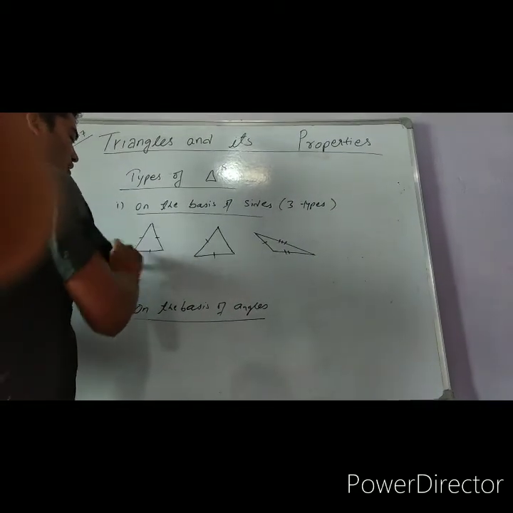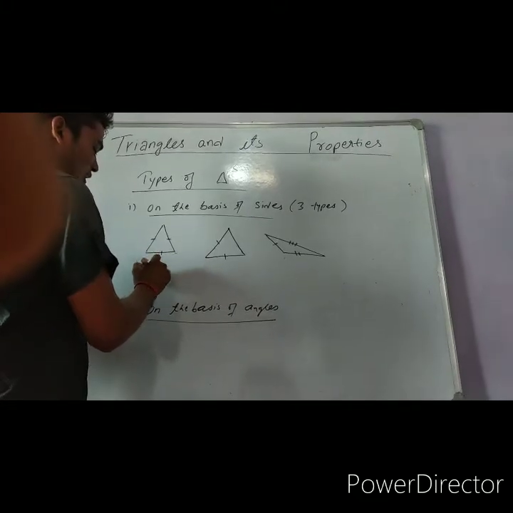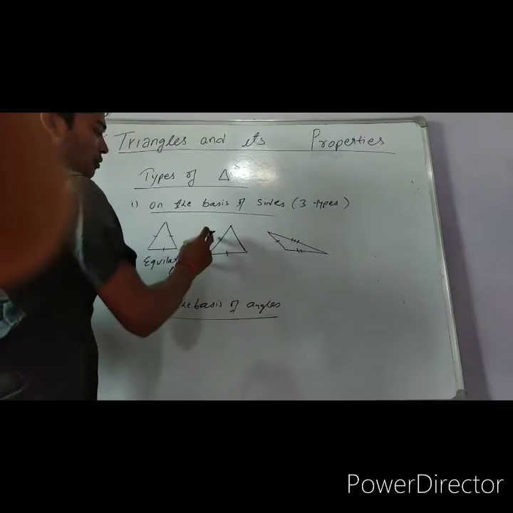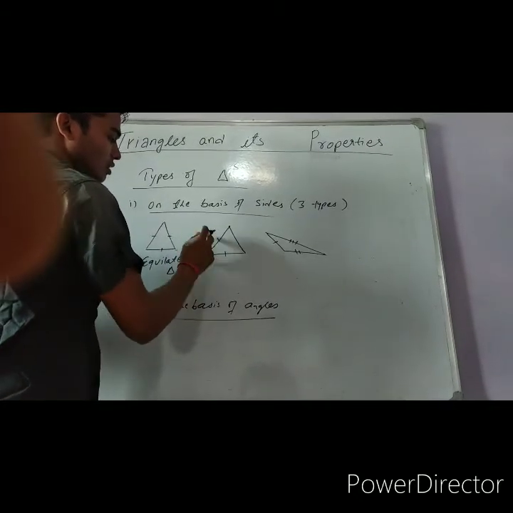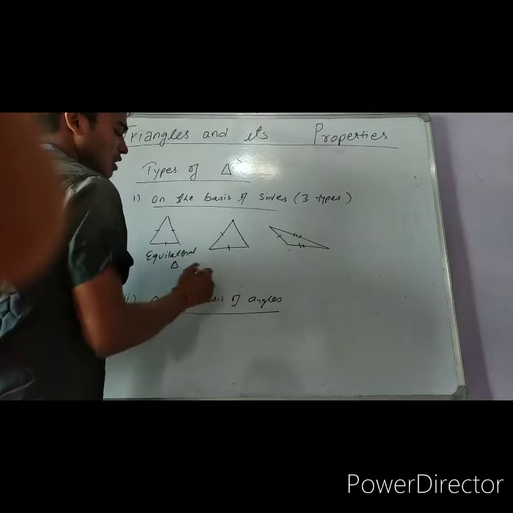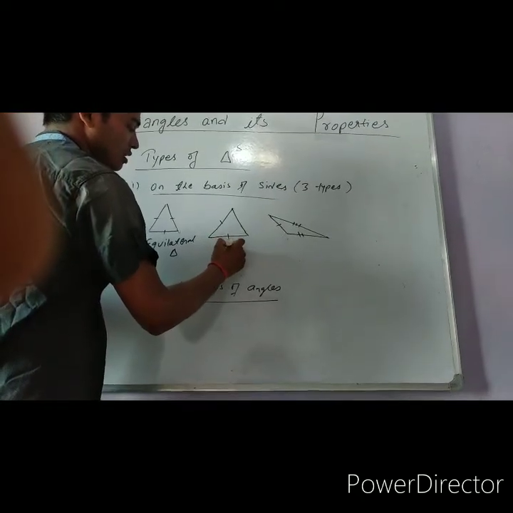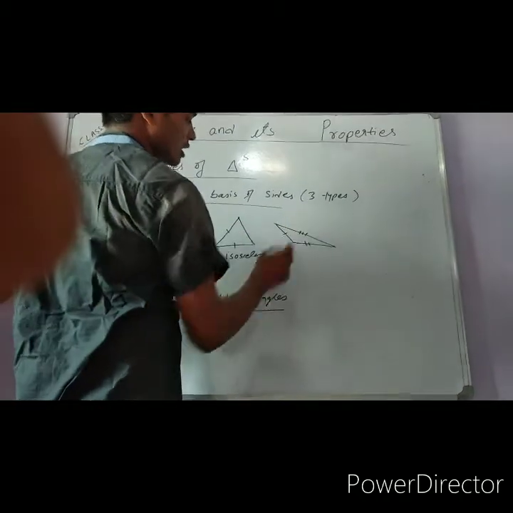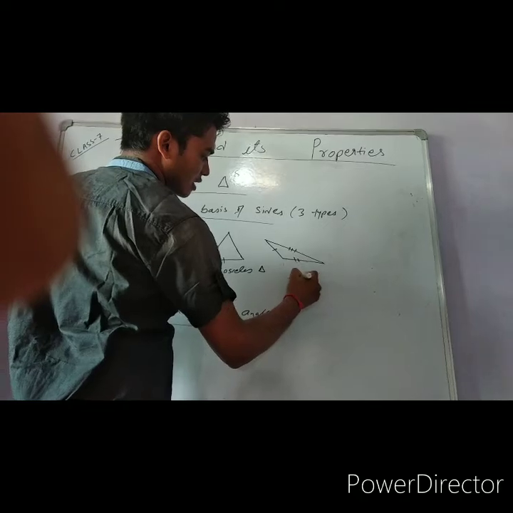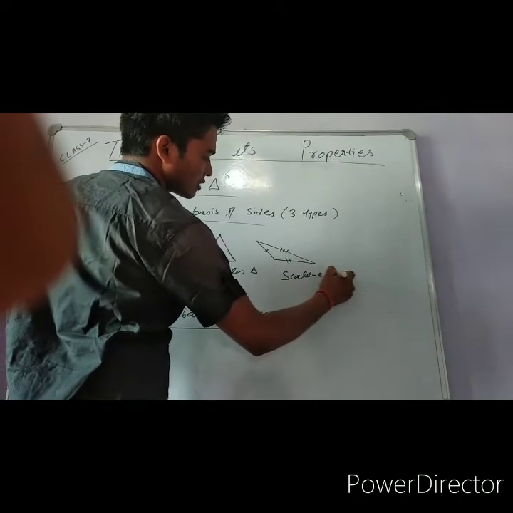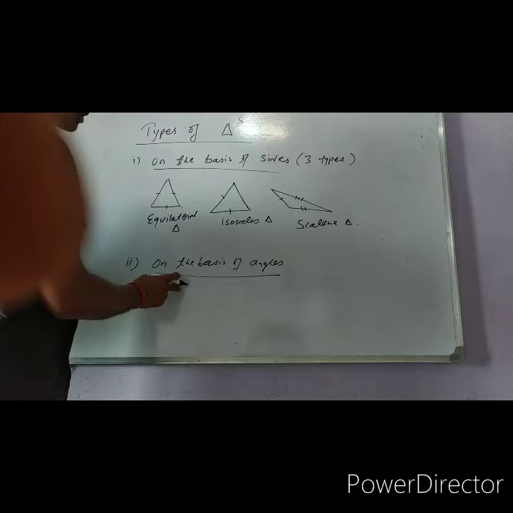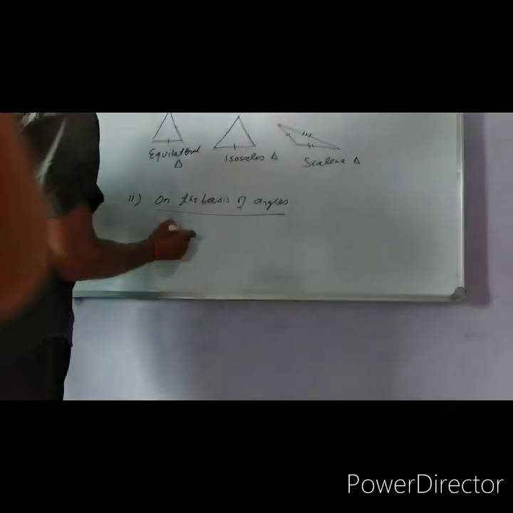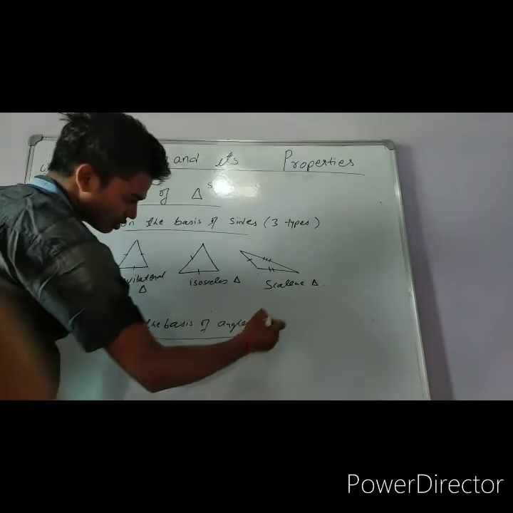If all sides are equal, then the triangle is called an equilateral triangle. If two sides are equal, then the triangle is called an isosceles triangle. If all the sides are different, then it is a scalene triangle. Now, on the basis of angles, there are also three types.